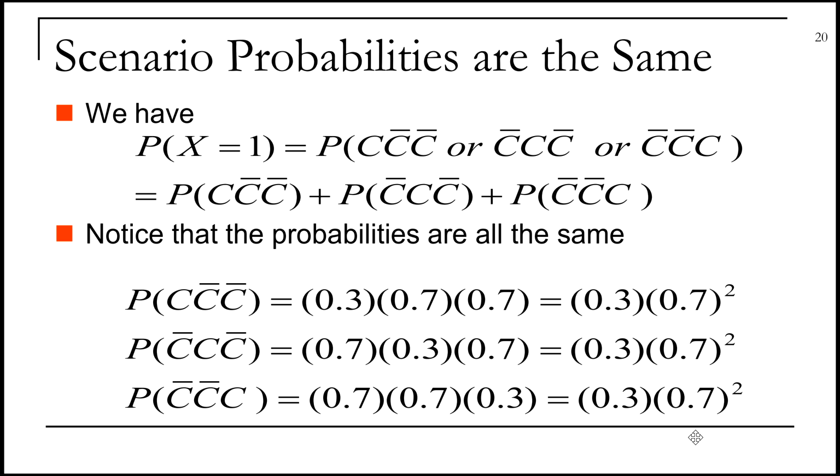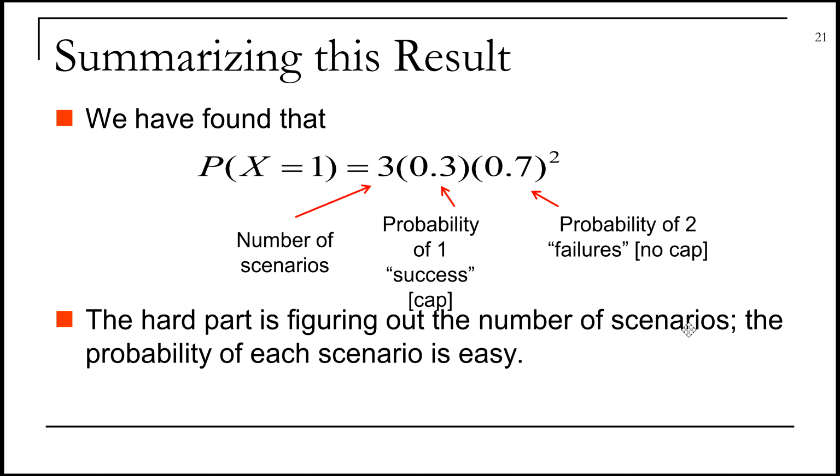So the probability X equals 1 is going to be the probability of the first scenario, plus the probability of the second scenario, plus the probability of the third scenario. Each scenario has exactly the same probability of happening. You have one person wearing a cap, 2 people not. So it's just the same thing 3 times. And we find that the probability X equals 1 is simply going to be 3, the number of scenarios possible, times 0.3, that's the probability of one person wearing a cap, times 0.7 squared, that's the probability of two people not wearing a cap.